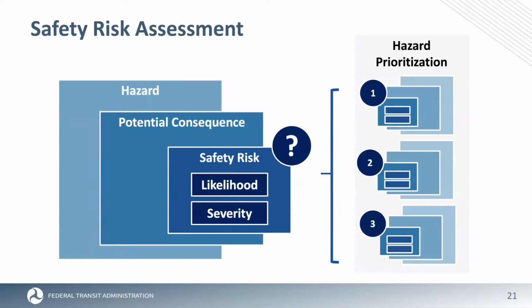Now, once we've determined safety risk, we can use that determination, that rating, to decide where this hazard should fall within our agency's overall hazard prioritization structure.